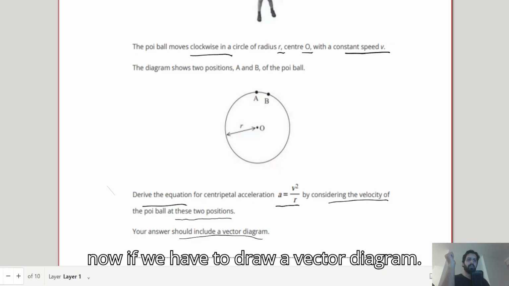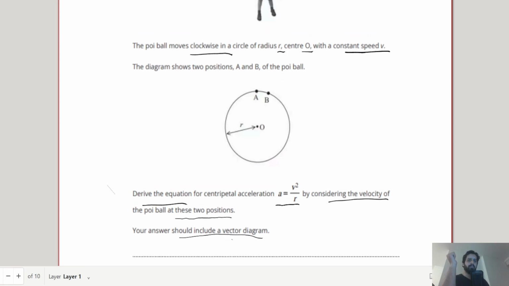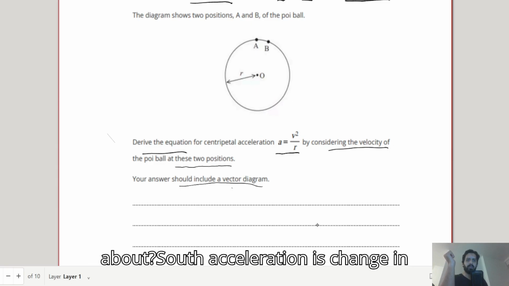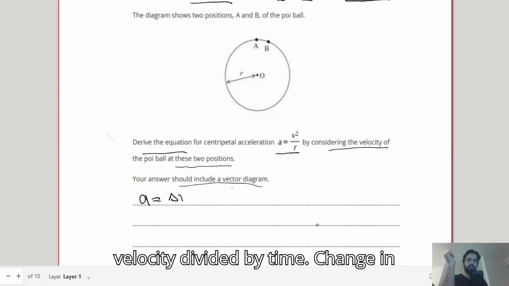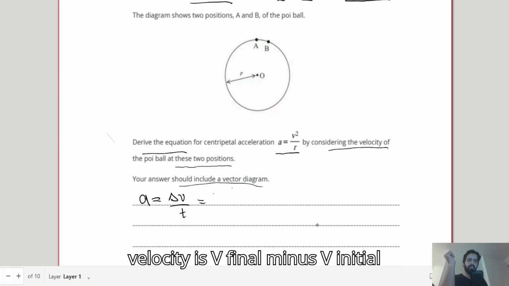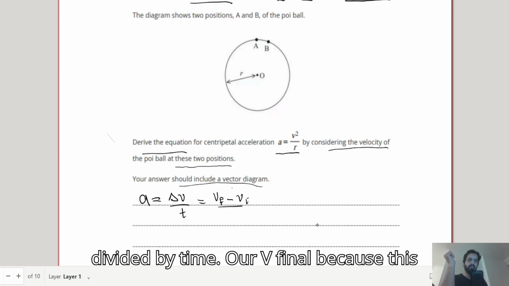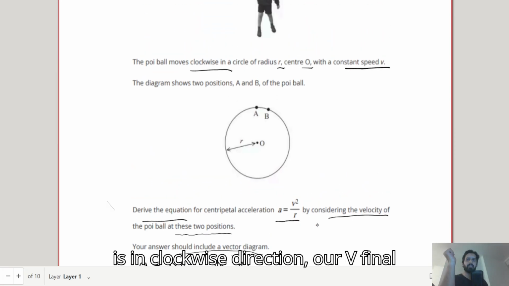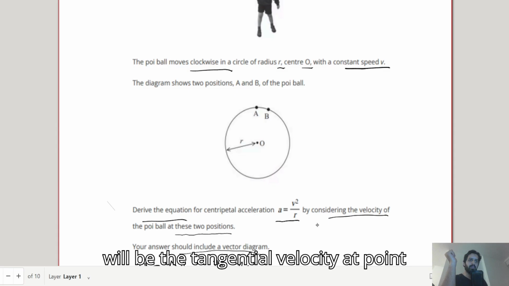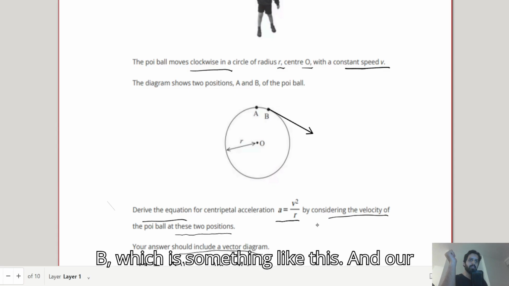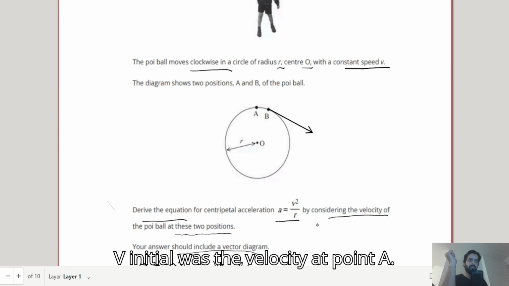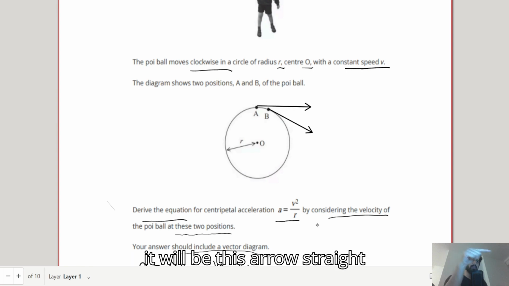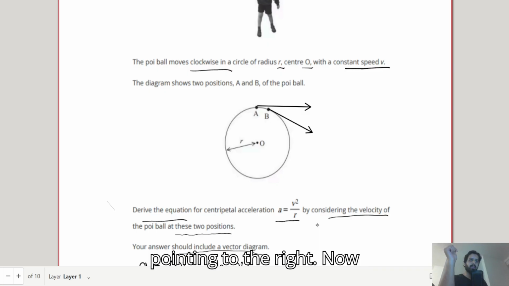So now if we have to draw a vector diagram, remember, what should our vector diagram include? Which vectors are they talking about? Acceleration is change in velocity divided by time. Change in velocity is v final minus v initial, divided by time. Our v final, because this is in clockwise direction, will be the tangential velocity at point B, which is something like this. And our v initial was the velocity at point A. Again, it will be tangential velocity, and it will be this arrow pointing straight to the right.